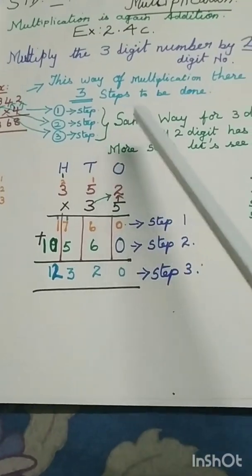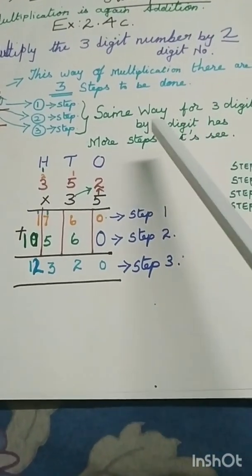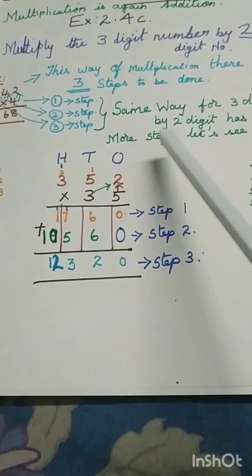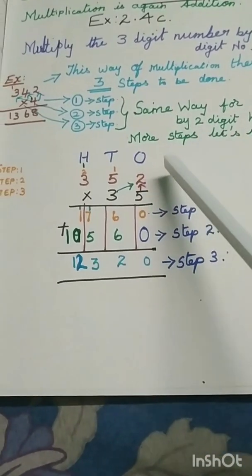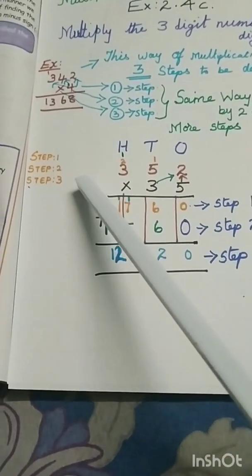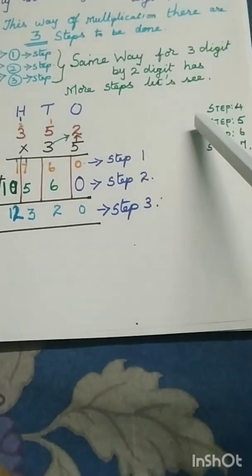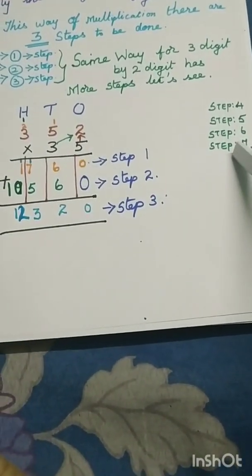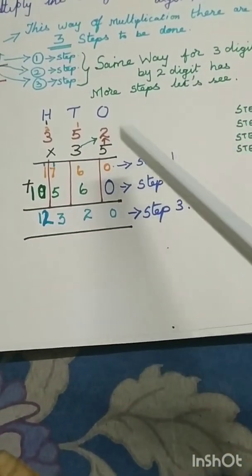The same procedure with 3 digit multiplied by 2 digit has more steps. Let us see what the steps are. So there are 3 basic steps plus another 3 basic steps. The last one is addition. So you have 7 steps altogether. So let us go for the first step here.